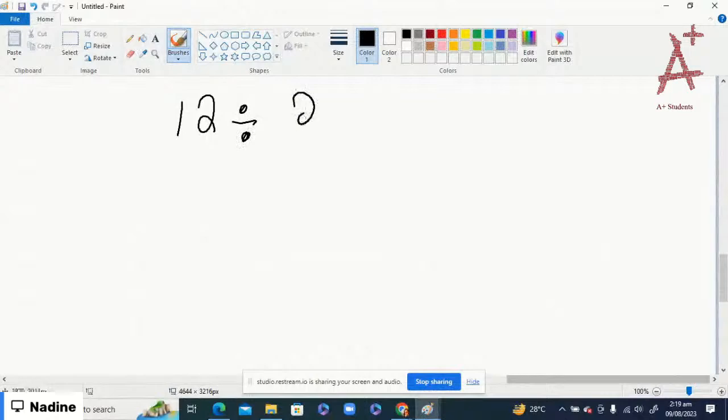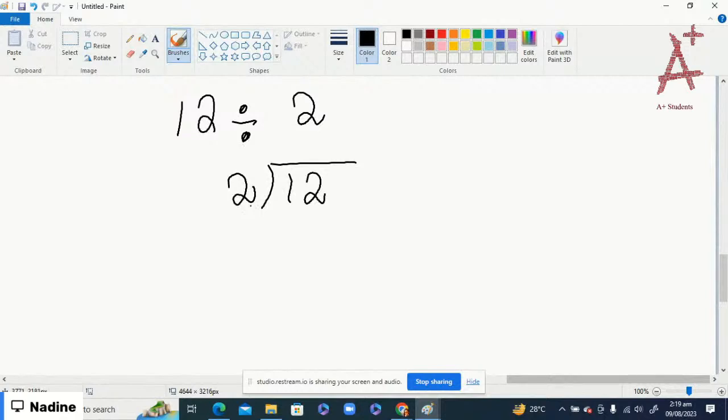Okay? Now let's divide 12 over 2. Okay, divide it. Let's divide 12, put inside, 2 put outside, then divide it. 2 times which number is 12? Anyone? 2 times which number is 12?